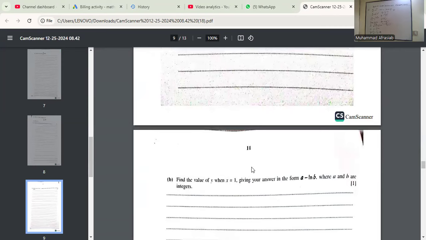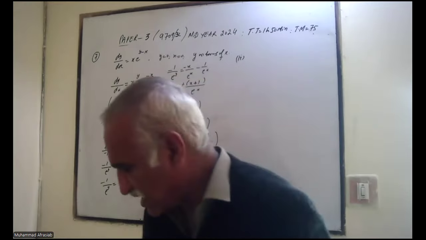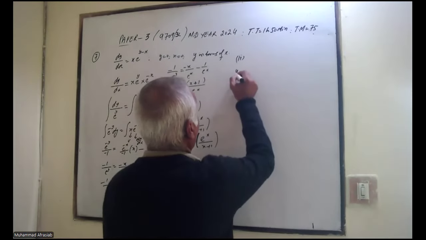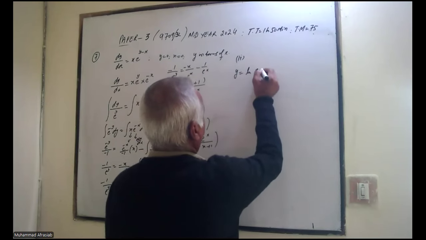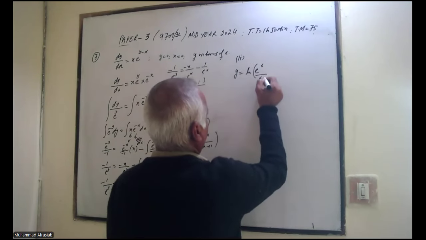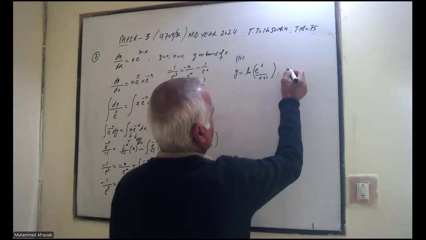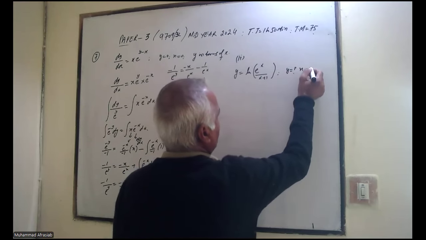find the value of y when x is equal to 1, giving your answer in the form of a minus ln b, where a and b are constants. So here we are going to get the values of y in terms of this. So y itself is equal to ln of e^x over (x plus 1), where we find out when x is equal to 1.